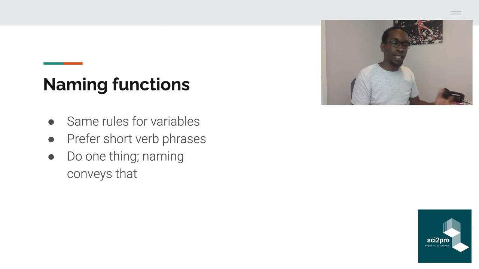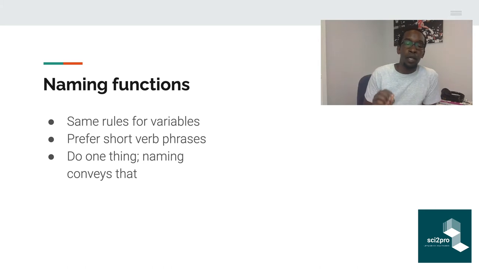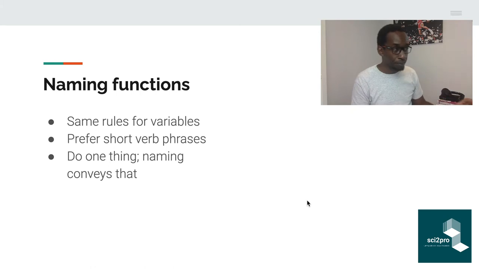So these ideas actually go together. Short verb phrases and doing one thing come in handy. Later on, when you begin introducing tests to your code, you will thank yourself for having made sure that the functions are focused in what they do. By having focused functions, you can test the function individually. You can just test that one thing the function is doing, and it's so much easier then to add power to your code that way. So that's it for naming functions.